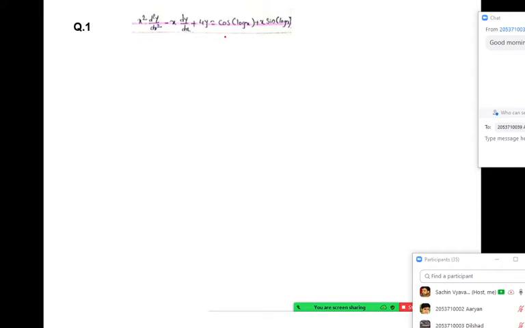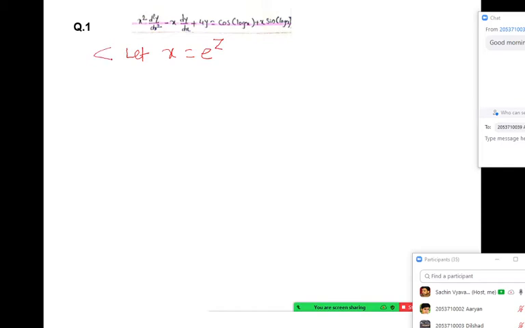Anyone? What should be the substitution first? What should be the x substitution? x equal to e raised to z. Yes, correct. Actually, this is a Cauchy's form, so we should say x is e raised to z.